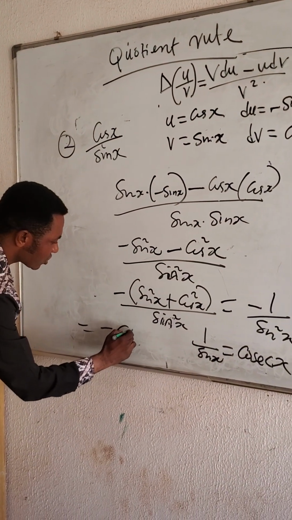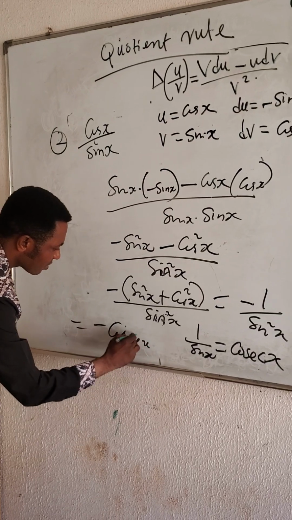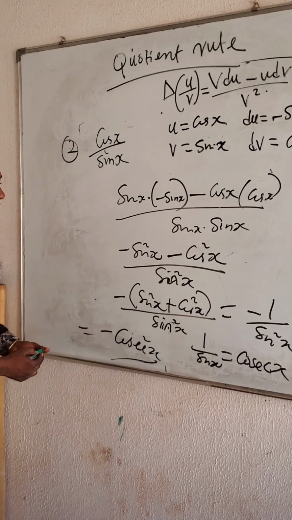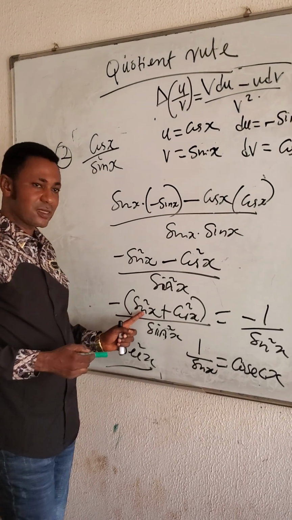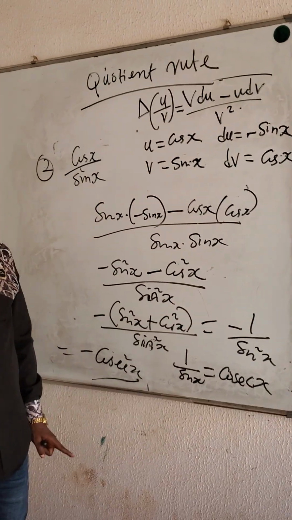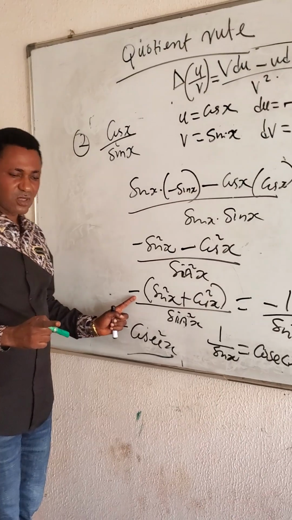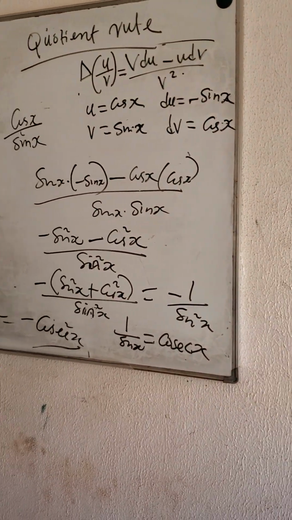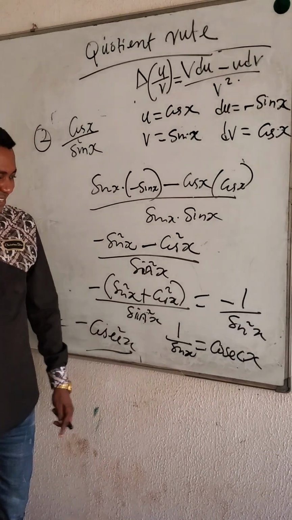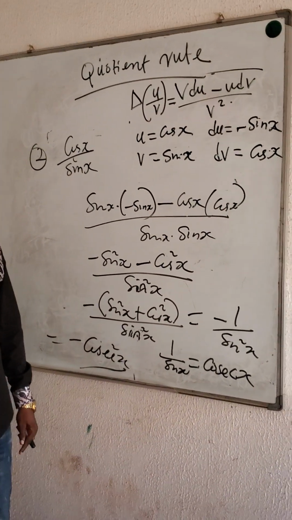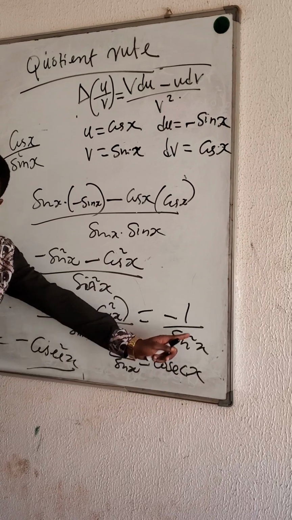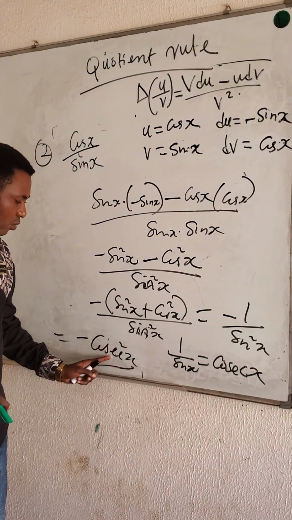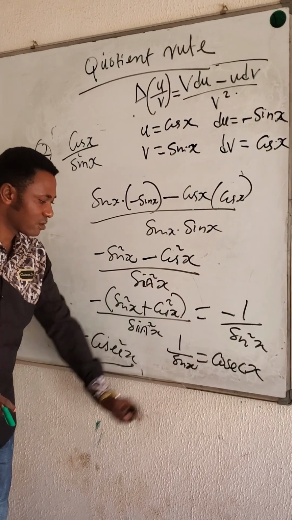Therefore, my minus 1 over sin square x will become what? Minus cosec square x. Look at it again. I said sin square x plus cos square x is equal to 1. But remember, we have minus. So therefore, we will now have minus 1 all over sin square x. But from trigonometry, 1 over sin x is equal to cosec x. But because our sin is squared, therefore we will now have minus cosec square x because of this minus.